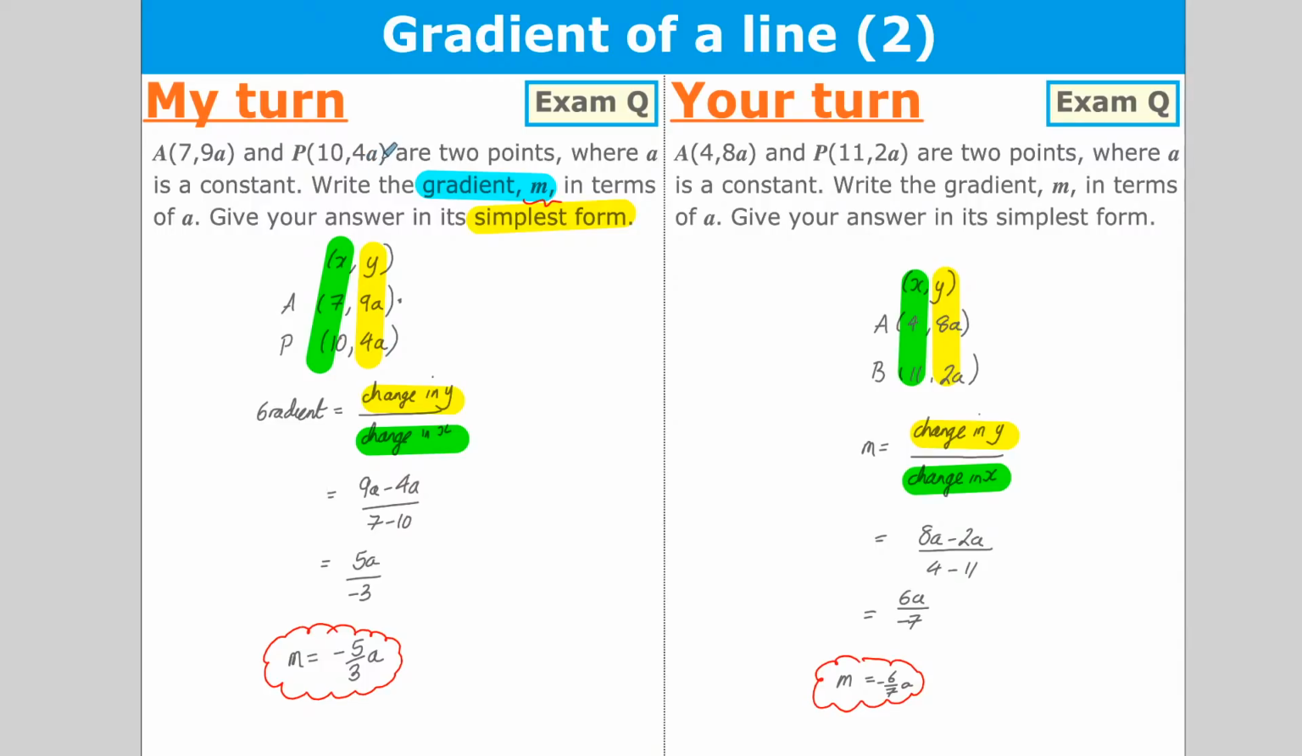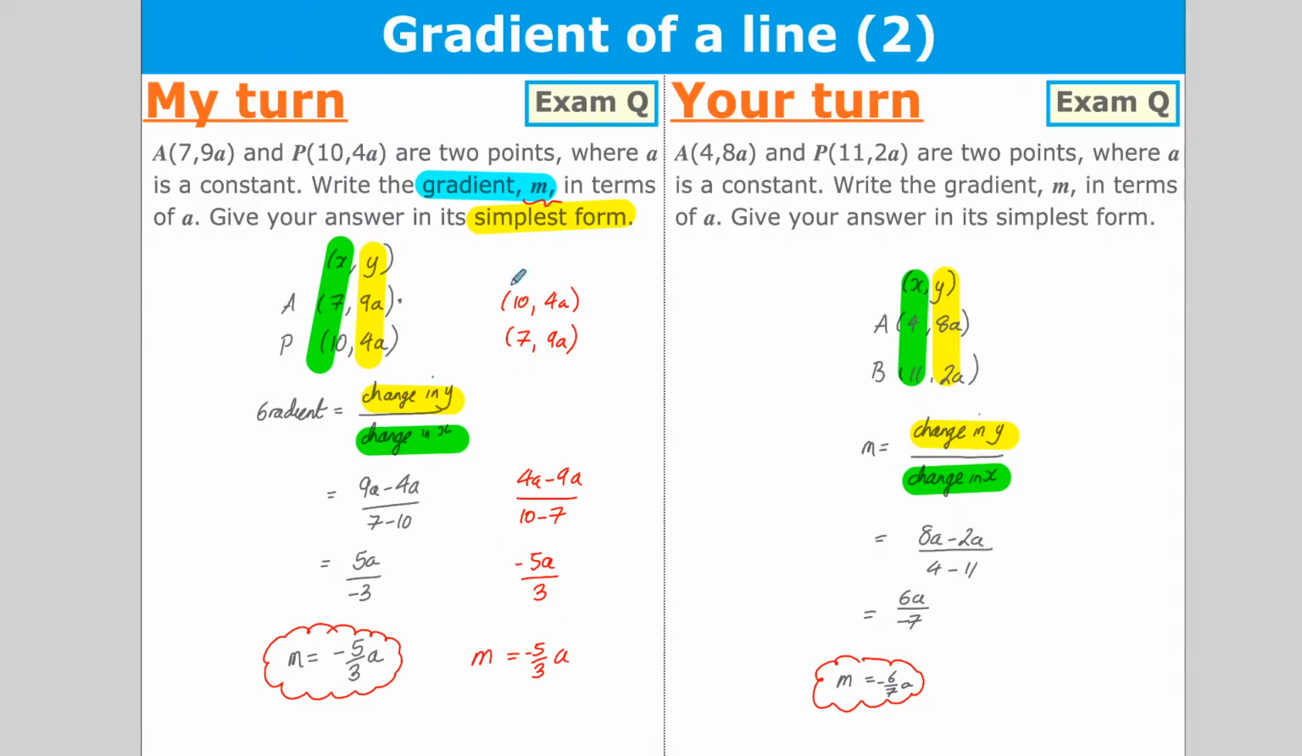Now, we got asked a wonderful question in the chat, and I better address it. I can't remember who wrote this, so sorry, it just flicked by too quickly. They said, what if I take away in the other order, sir? Will I get the same answer? Imagine, just for example, this one here, I had written 10 and 4a on top, and I had written the 7 and 9a on the bottom. Then, if I do difference in y's, 4a take away 9a on top, and 10 take away 7 on bottom. 4a take away 9a is negative 5a over 3. And that also turns out to be negative 5/3 a.